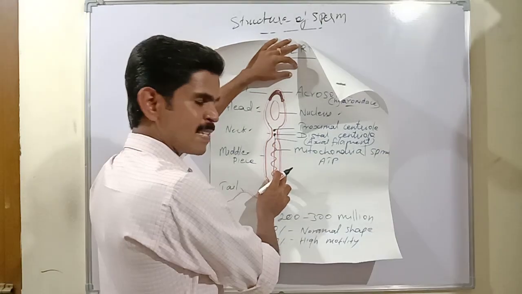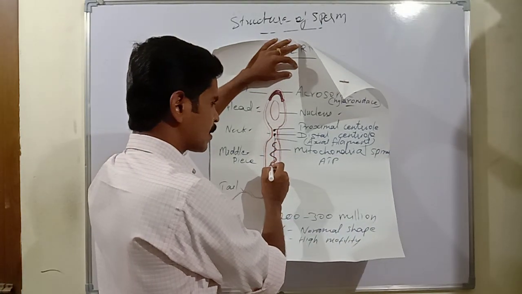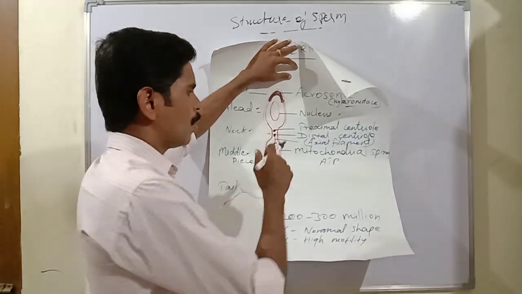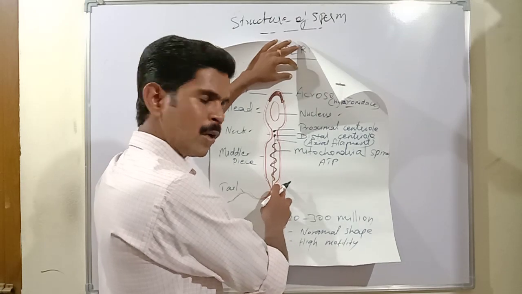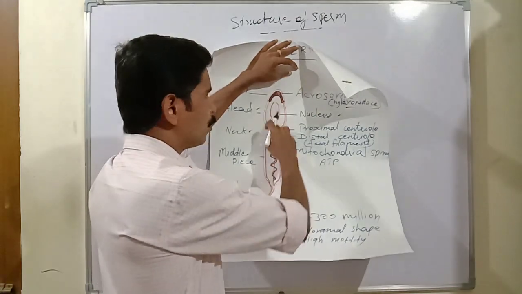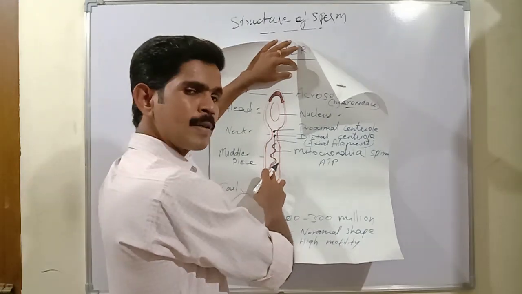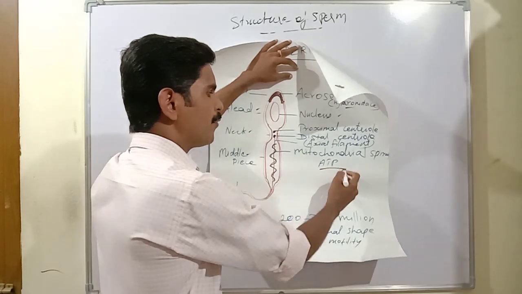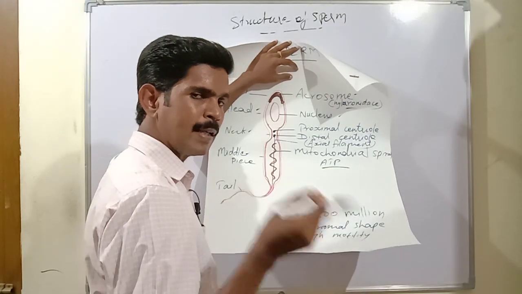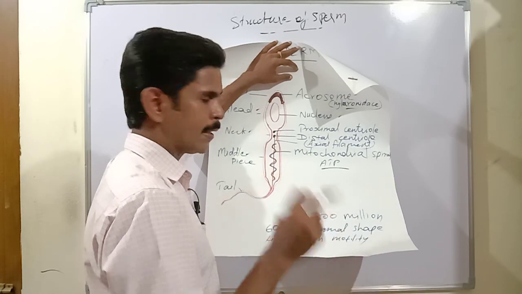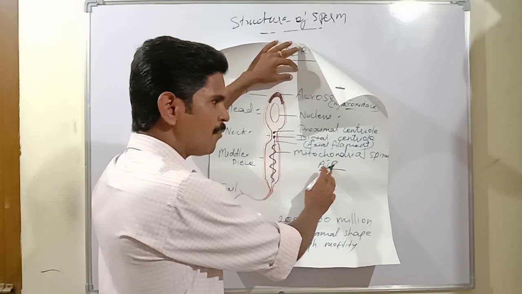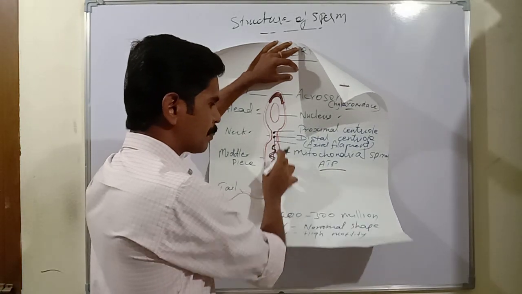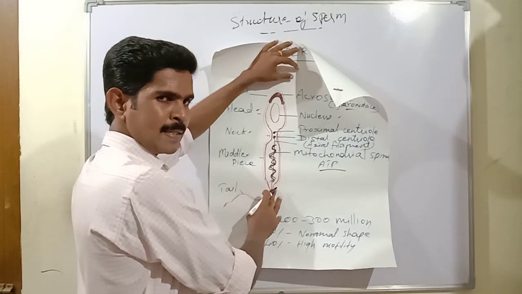This middle piece consists of only one cell organelle. It is called mitochondria. The functions of mitochondria you all know, it's the energy house. For the movement of the sperm, this mitochondria provides energy, and the energy molecules are given in the form of ATP. So the mitochondria gives energy to the sperm in the form of ATP. Understand? This is a spiral or spring shaped mitochondria present in the center region of the middle piece.